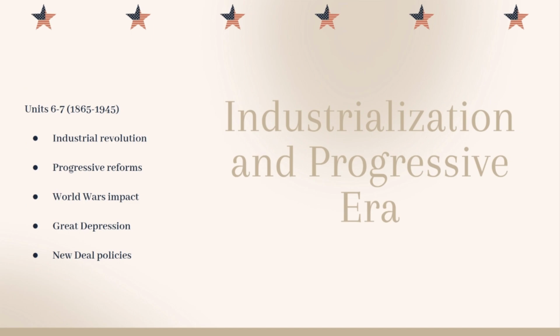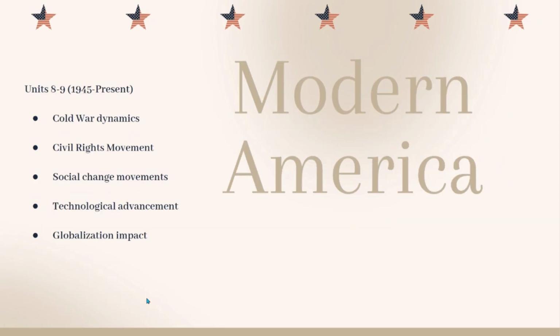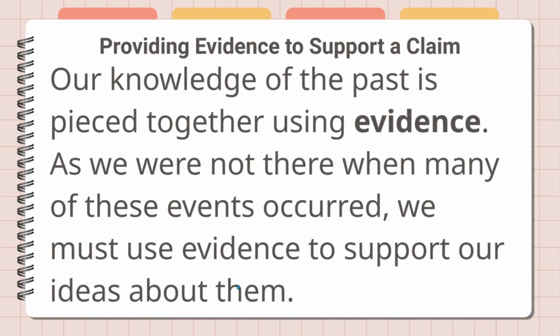Unit 6 is going to be focusing on industrialization and the progressive era, so Industrial Revolution, reforms, the World War's impact, the Great Depression, and then New Deal policies. The Modern America period, which is units 8 through 9, are going to be more Cold War dynamics, social change movements, technological advances, and the global impact.